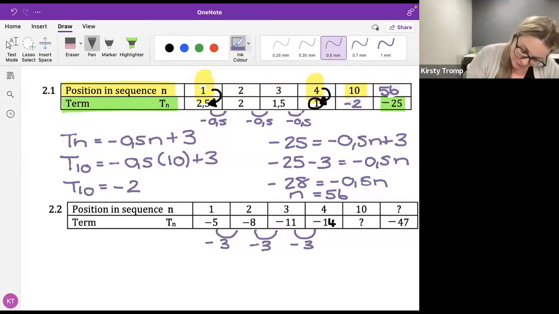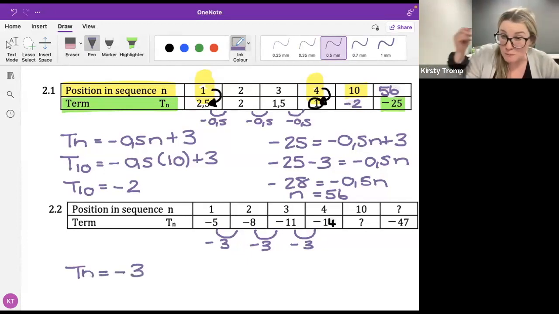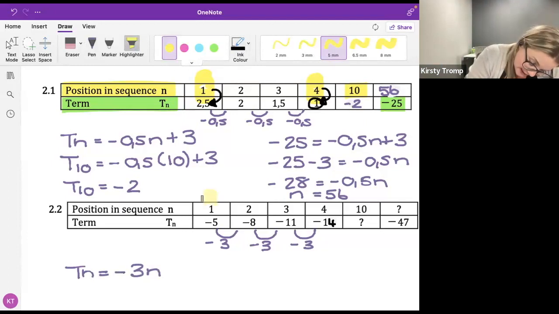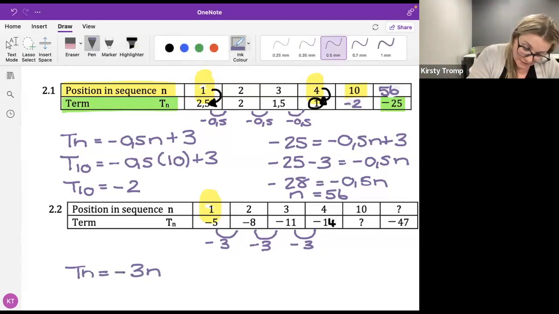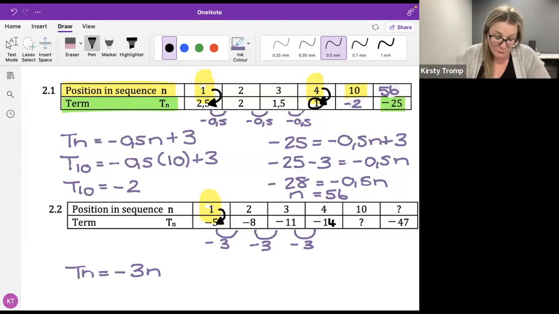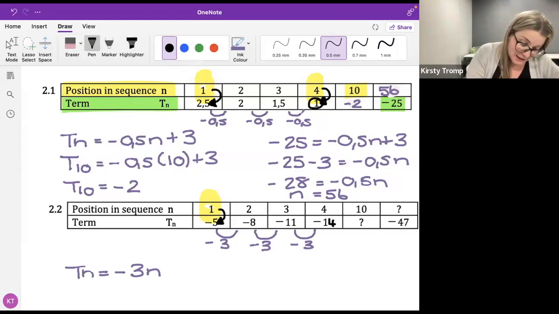So straight away, I'm going to say to myself, well, Tn is equal to minus 3, because that's what's happening each time. Guys, remember, we practiced this. Minus 3, and I put an n. Then I say to myself, all right, I'm going to start here at the number 1. 1 times negative 3 gives me negative 3. How do I get from negative 3 to negative 5? I need to subtract 2.